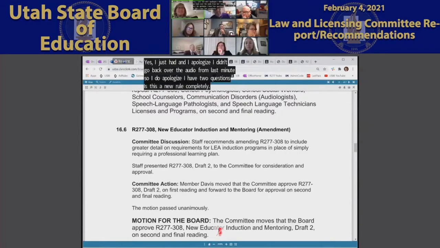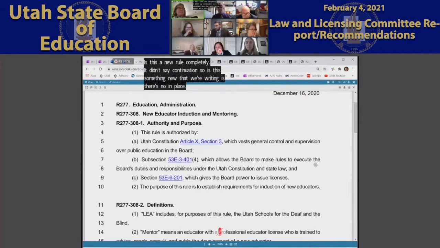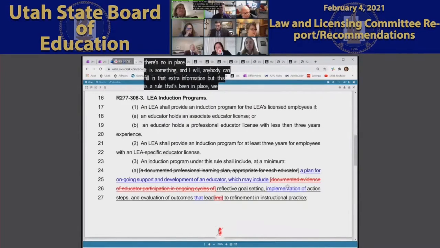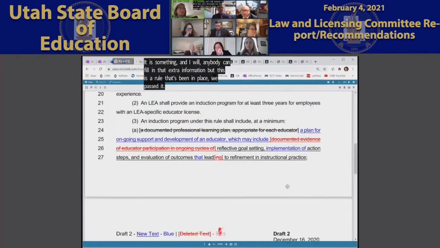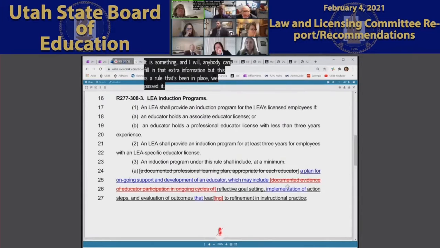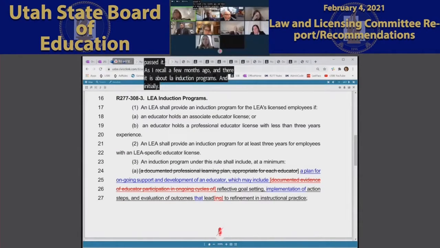We passed it, as I recall, a few-ish months ago, and it is about LEA induction programs. Initially, it started out very lean, and the staff was persuaded that LEAs wanted a little more guidance, and so they put in place additional requirements for LEA induction programs in place of simply requiring a general professional learning plan. May I ask another question? That's the extent of my information. So we'll look to Jennifer Thronson or Malia Height for this. Go ahead.